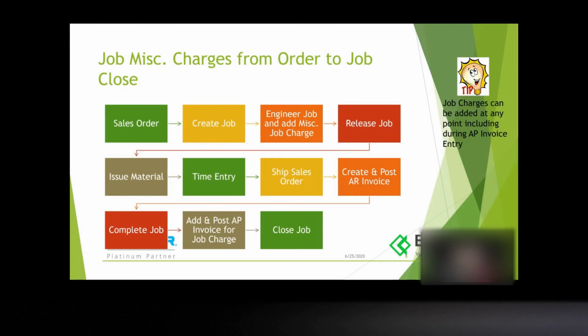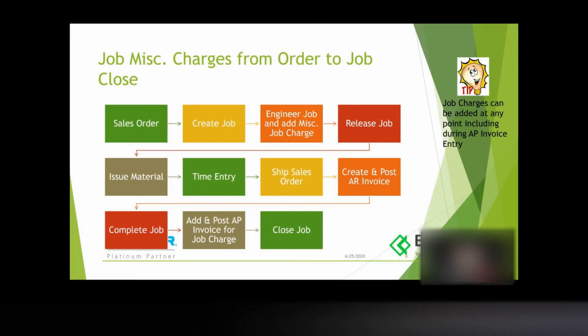So what's the process here? The process is what we're all very used to as far as order to ship or order to invoice. We create a sales order, we create a job. We engineer that job, and at that point, we add a miscellaneous job charge, knowing that we're going to have engineering fees. We then release the job, and we do our normal things. Nobody is surprised by what I have here. We issue material. We have labor against the job. We complete that job, and we ship it, and then we bill our customer. We post that invoice and complete the job.